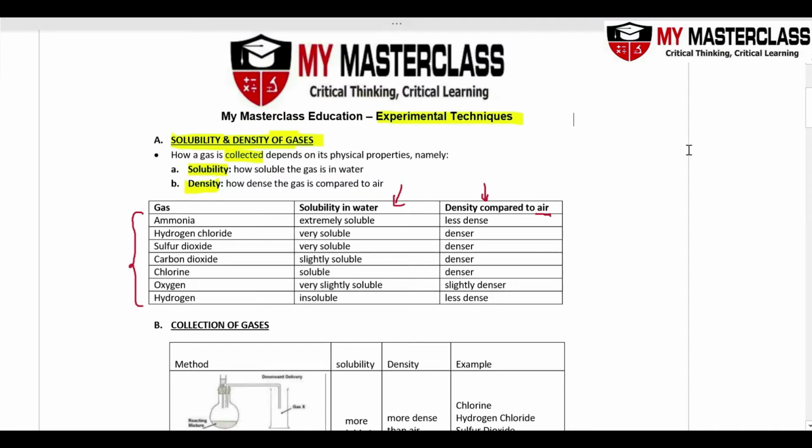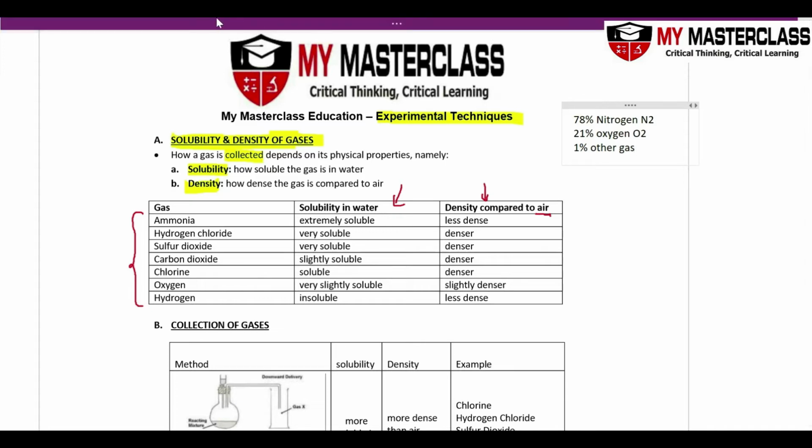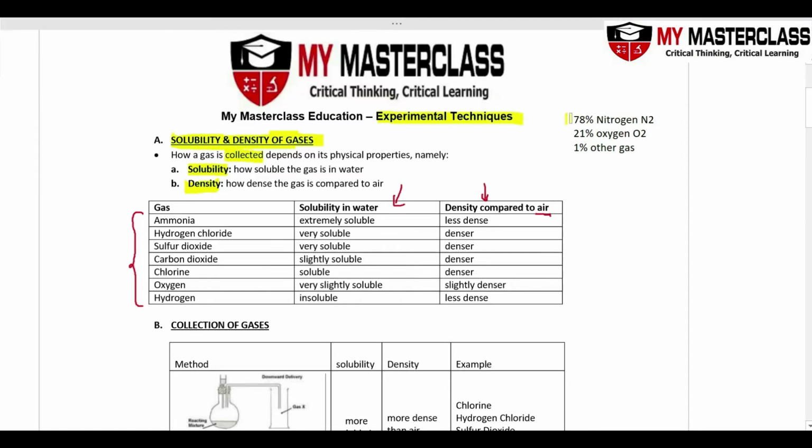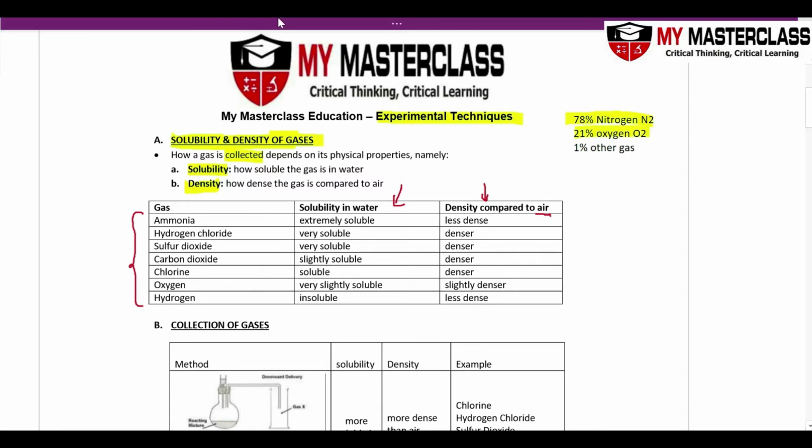Surrounding air is made up of 78% nitrogen, N2, and 21% oxygen, O2. Then we have 1% other gases, such as CO2, water vapor, etc. So the bulk of air is actually made up of nitrogen and oxygen.